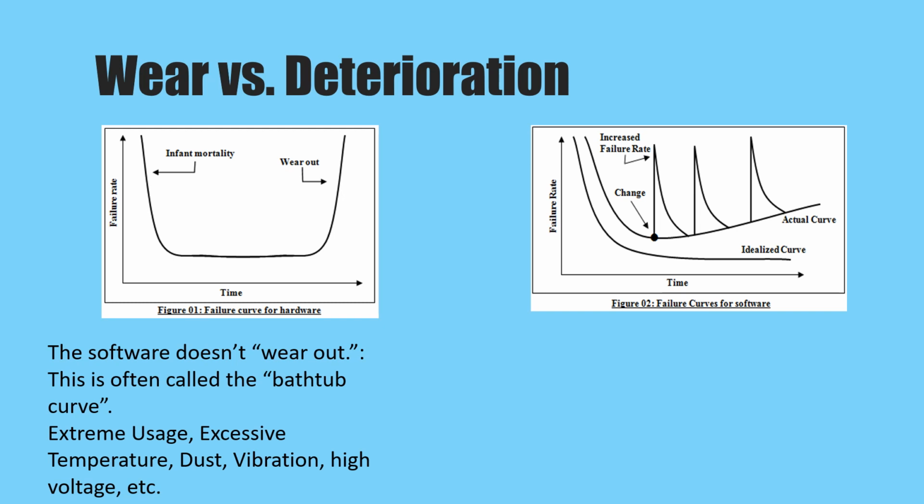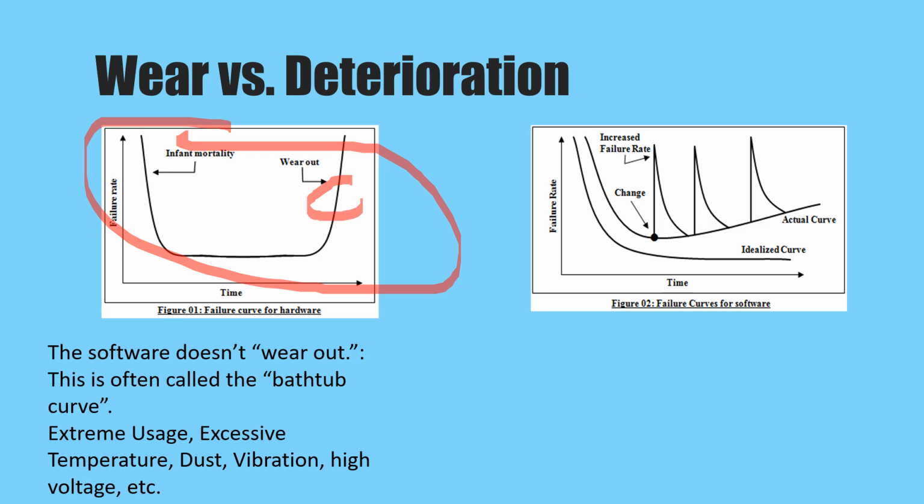Wear and deterioration. Software does not wear out. Hardware components suffer from the growing effects of many environmental factors. When a hardware component wears, it is replaced by spare parts. This is also called the bathtub curve. It is applicable only for hardware. These effects may be caused by extreme usage, excessive temperature, dust, vibration, high voltage, etc. As more time passes, at one time the hardware becomes unusable. This is called wear out.